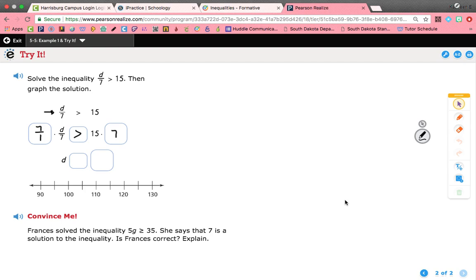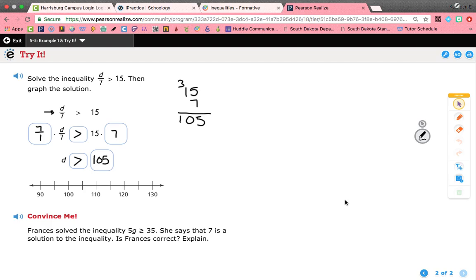We didn't multiply or divide by a negative, so that symbol is going to be the same, and we're going to get 15 times 7. 5 times 7 is 35. 7 times 1 is 7, plus 3 is 10. So D is greater than 105.